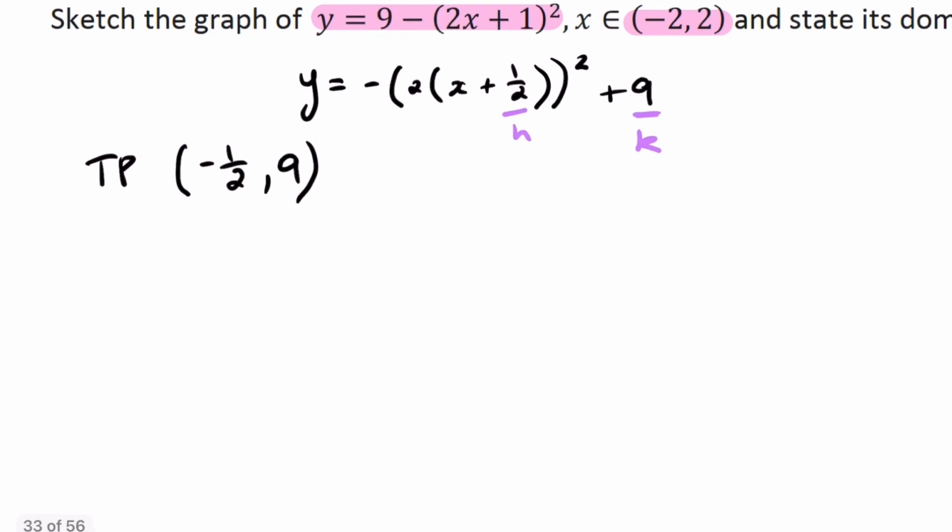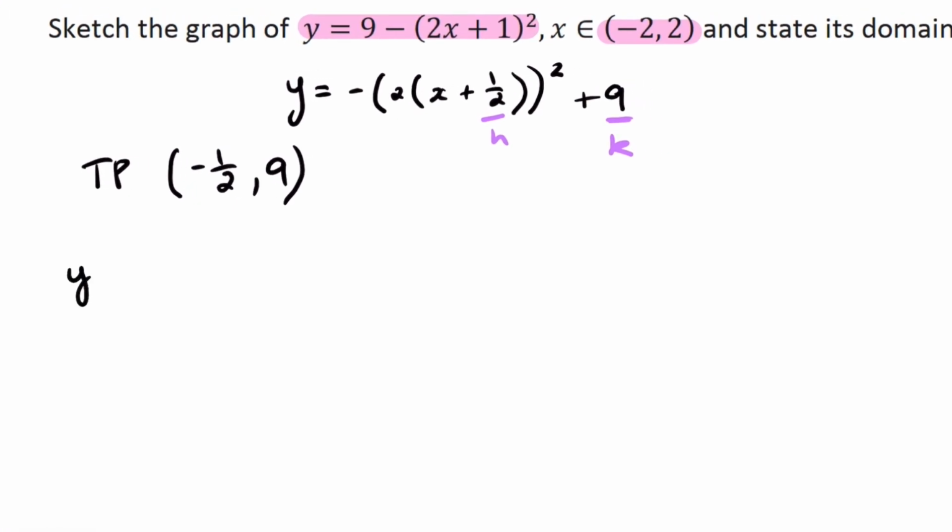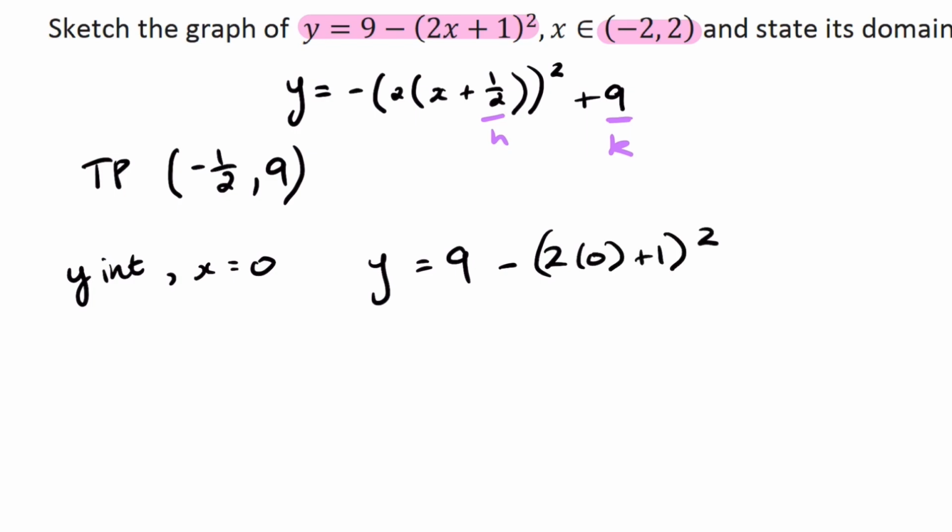Now remembering back to that very first slide, what else do we need? We need the y-intercept and we need the x-intercept. So the y-intercept happens when x is equal to 0. So I'm going to go ahead and do that. I'm just going to use the first function though to do this because it means I get to avoid fractions. So 2 times 0 is just 0, plus 1 squared. 1 squared is 1. So our y-intercept is going to be 0 and 8.